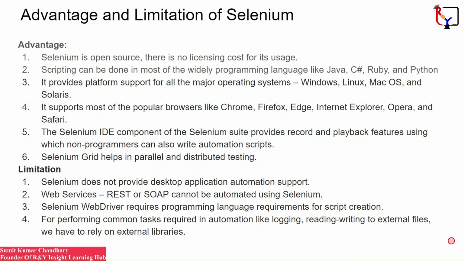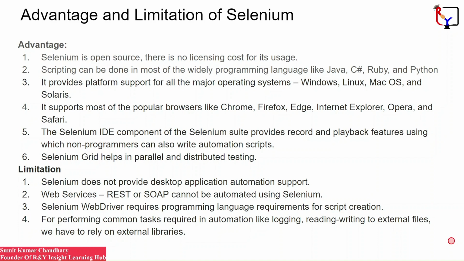Selenium has some advantages and limitations. Advantages are: Selenium is open source. Selenium accepts Java, C#, Ruby, Python, and so on. It provides platform support for all the major operating systems like Windows, Linux, Mac OS, and Solaris. It supports most of the popular browsers like Chrome, Firefox, Edge, Internet Explorer, Opera Mini, and Safari. The Selenium IDE component provides record and playback features, using which non-programmers can also write automation scripts. Selenium Grid helps in parallel and distributed testing.